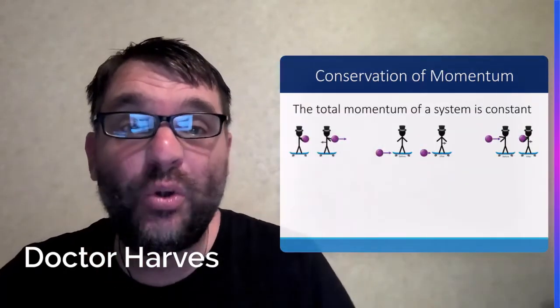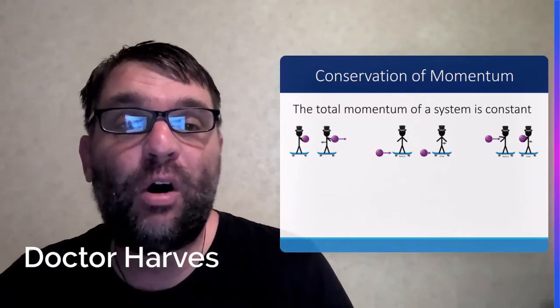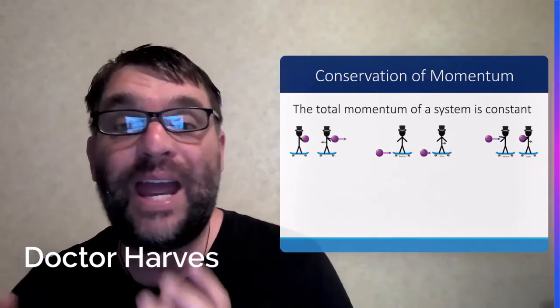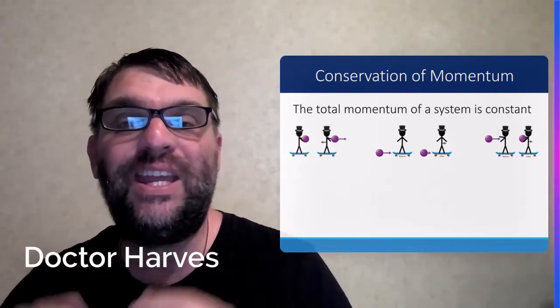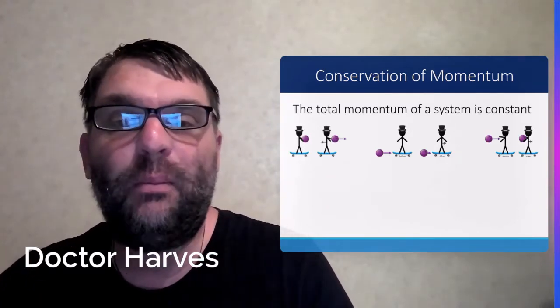Okay, so we also have the conservation of momentum principle. So it means that the total momentum of a system is constant. What does that mean? Well, it means that the momentum at the beginning, the initial momentum, will equal the momentum at the end of a collision, essentially, or the final momentum.